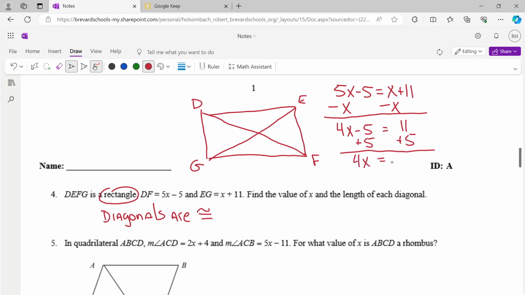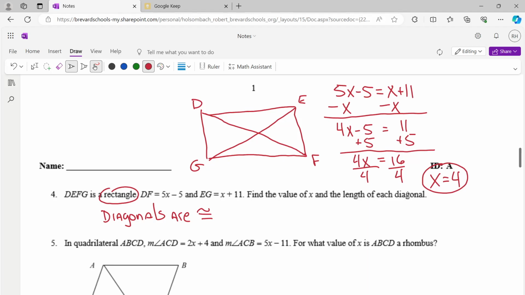4x is equal to 16. And then we can divide both sides by 4. So we get an x that's equal to 4. And that was the first part of the question. There's your value of x.